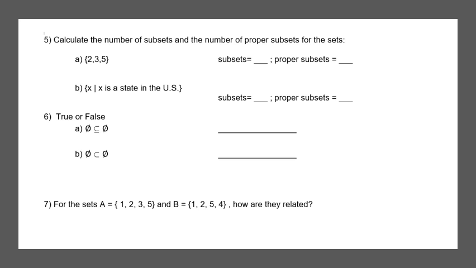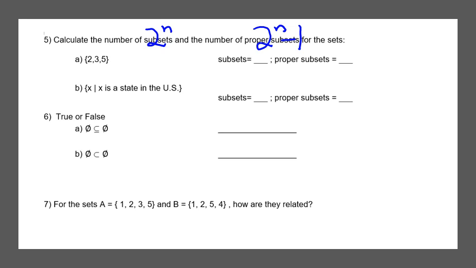Okay, number 5. Calculate the number of subsets and the number of proper subsets for the sets. When you have a set, the number of subsets is 2 to the n, where n is the cardinality of the set. The number of proper subsets, well, you have 2 to the n subsets, but there's only one subset that is not proper, and that is the set itself. So if you wanted proper subsets, all you have to do is subtract 1.